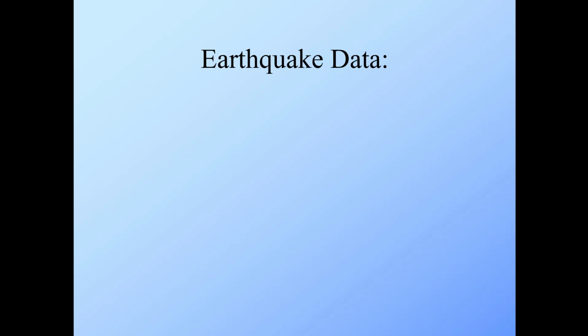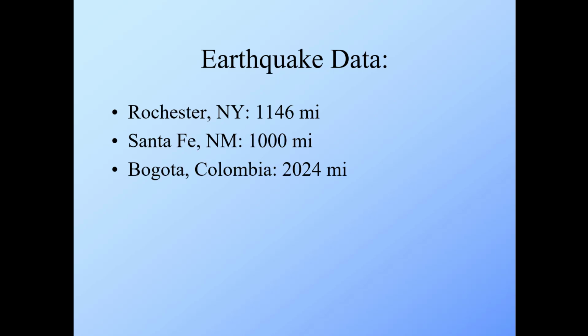So I'm going to give you some fictional earthquake data, and then I'm going to walk you through how you do this in Google Earth. So there's an earthquake, and using time travel graphs, seismologists in Rochester, New York, determined that the earthquake was 1,146 miles away from Rochester. In Santa Fe, New Mexico, they determined it was 1,000 miles away from Santa Fe, New Mexico.